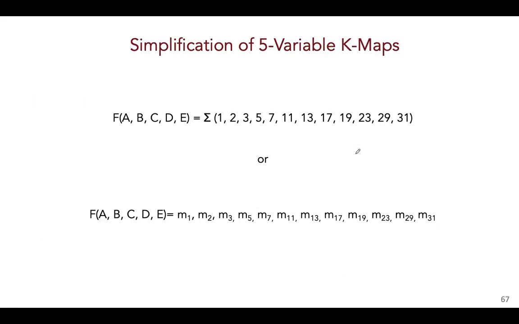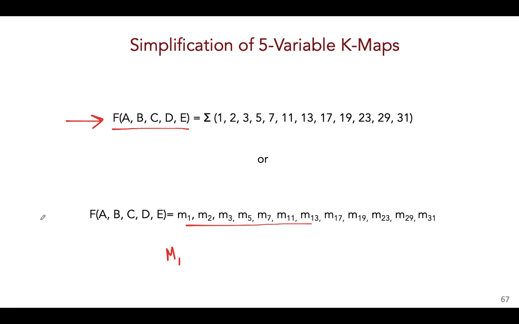Let's take a quick look at an example of how to simplify 5 variable K-maps. Suppose this is the expression given to us. This is a 5 variable expression, and from the summation sign, the sigma sign, you can see that these are minterms. Another way to represent minterms is like this: small m with subscripts represent minterms. If it had been something like this, then that would have meant maxterms. You remember our discussion of minterms and maxterms from part 1 of this topic.